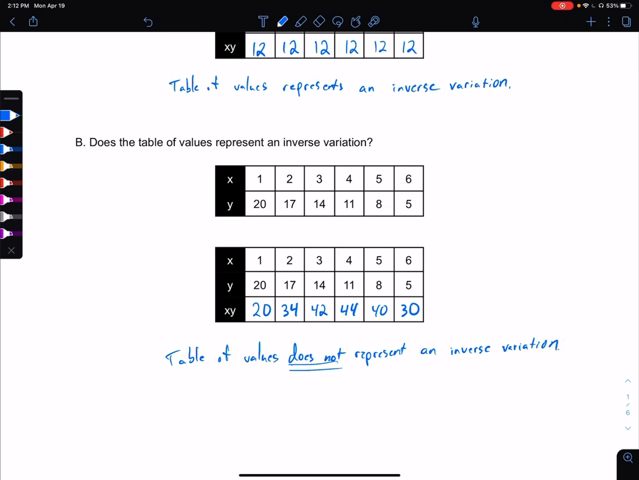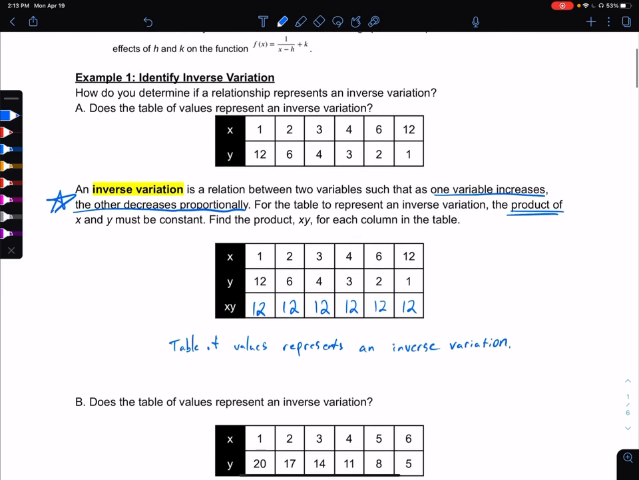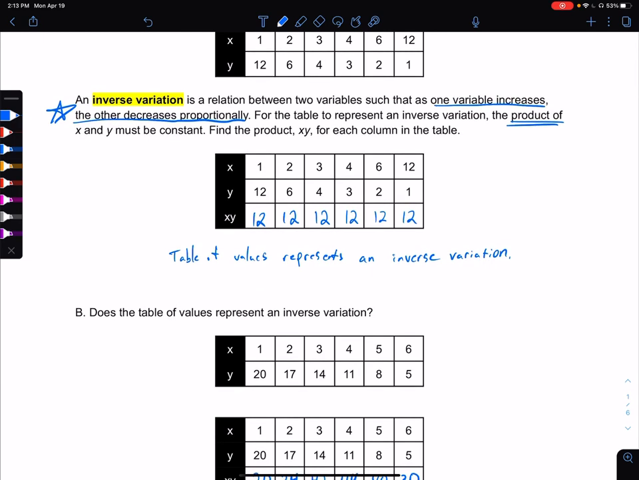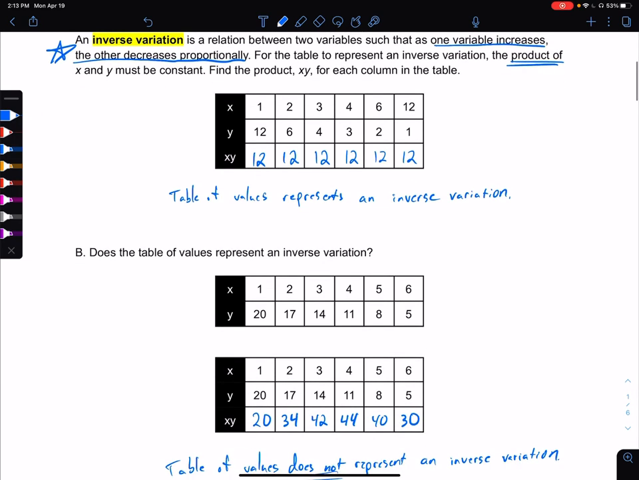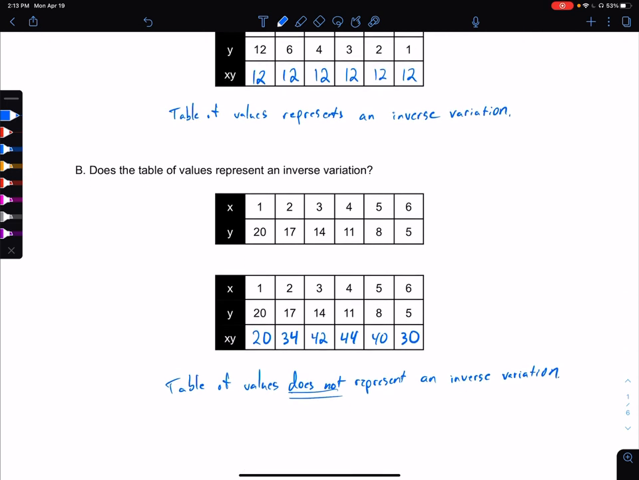So for example 1, that's all they're looking for you to do: we're trying to take a chart and decide, is this or is this not inverse variation? Multiply x times y for each column in this case, and see if x times y, your product, is constant. If it is, like in part A, then it does represent inverse variation. If it is not constant, like in part B, then it does not represent an inverse variation.